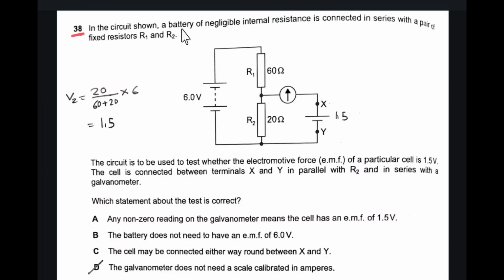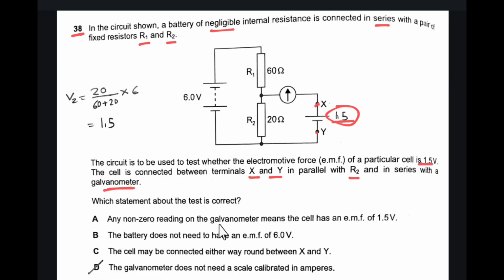8. In the circuit shown, a battery of negligible internal resistance is connected in series with a pair of fixed resistors R1 and R2. The circuit is used to test whether the EMF of a particular cell is 1.5 volt. That means the EMF of this cell is 1.5 volt. We need to use this circuit to find this. The cell is connected between terminals X and Y, parallel to R2, and in series with a galvanometer. So this is a galvanometer. Which statement about the test is correct?